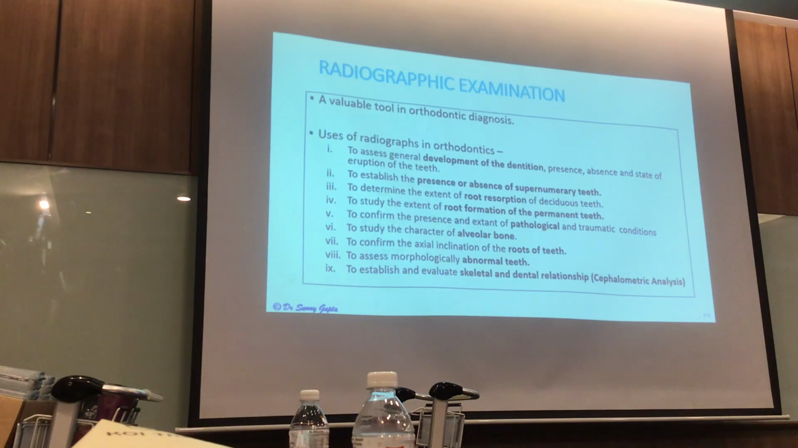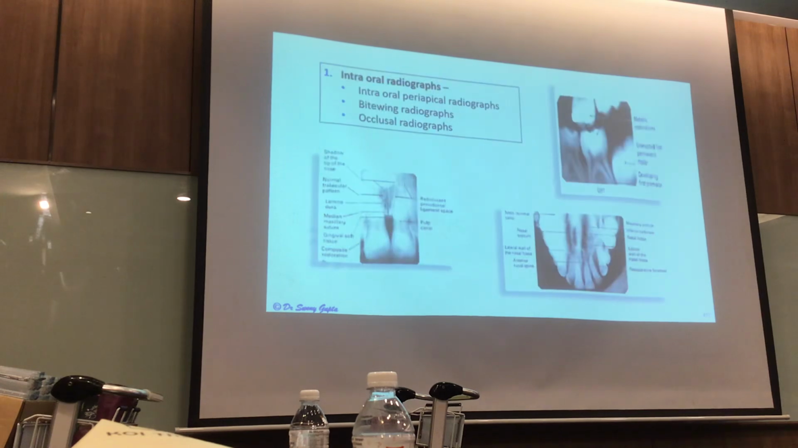Alright, now we have to filter out. So for radiographs in orthodontics, when we take an OPG, we will get almost 80% of the rough information, because OPG is a gross X-ray. It will not give you finer details. In most of the cases, OPG is enough.